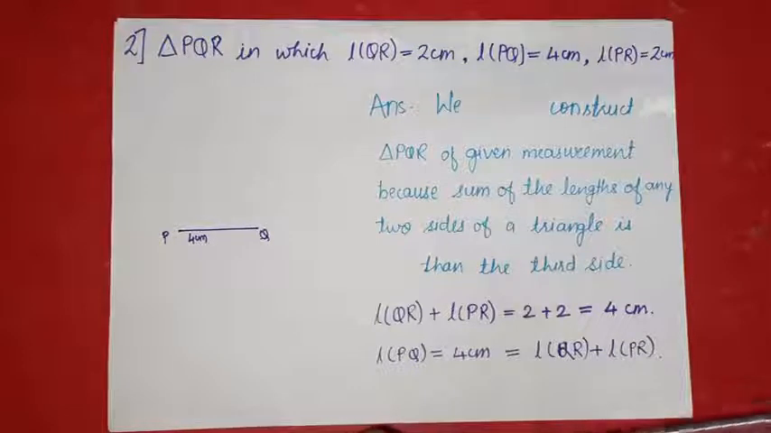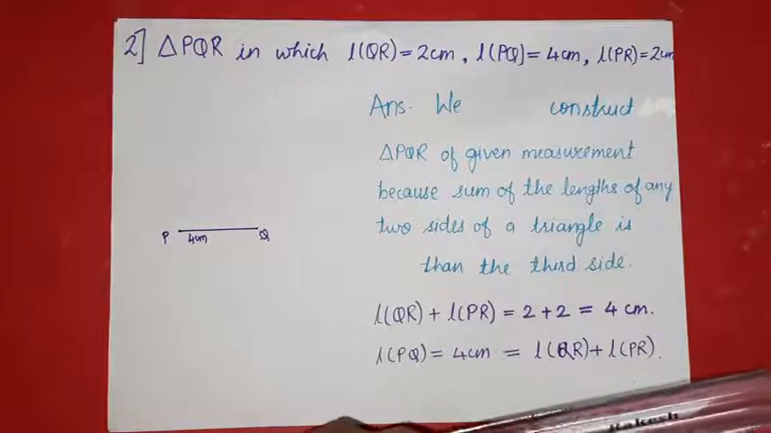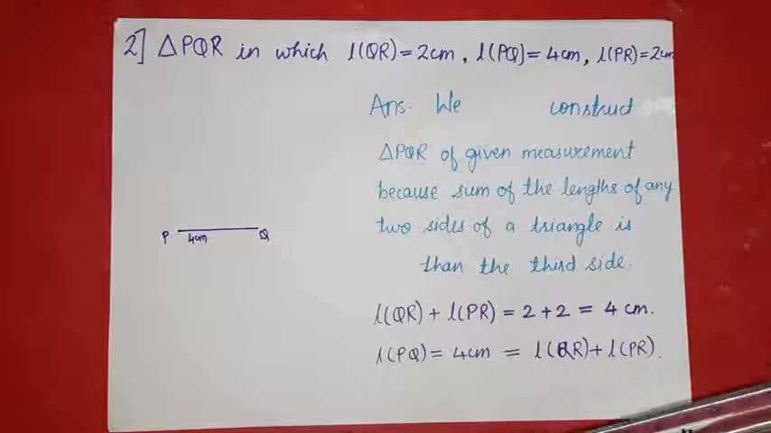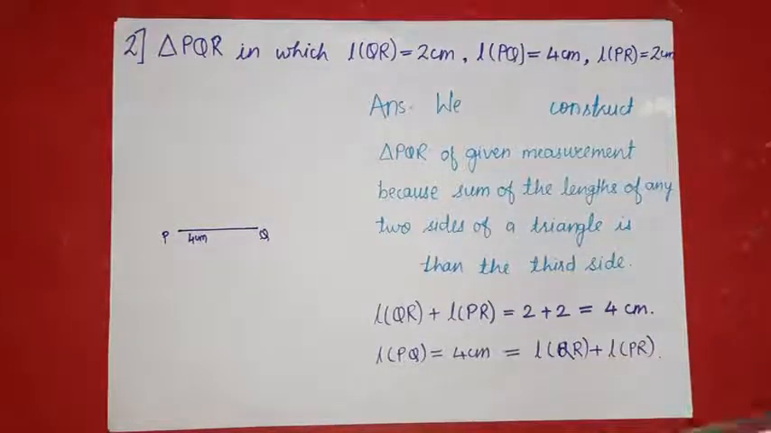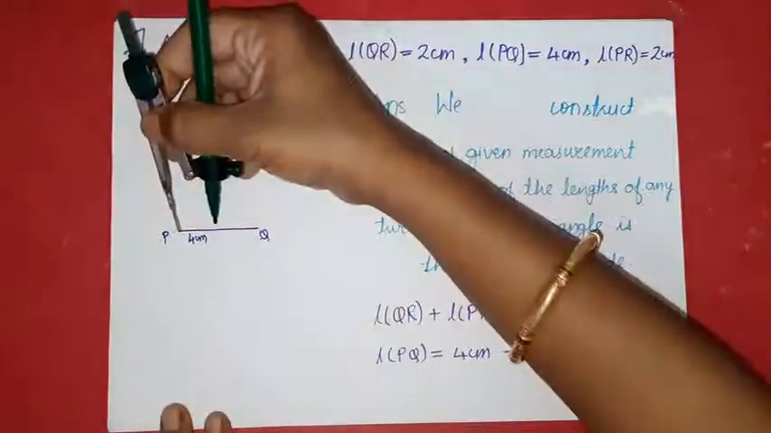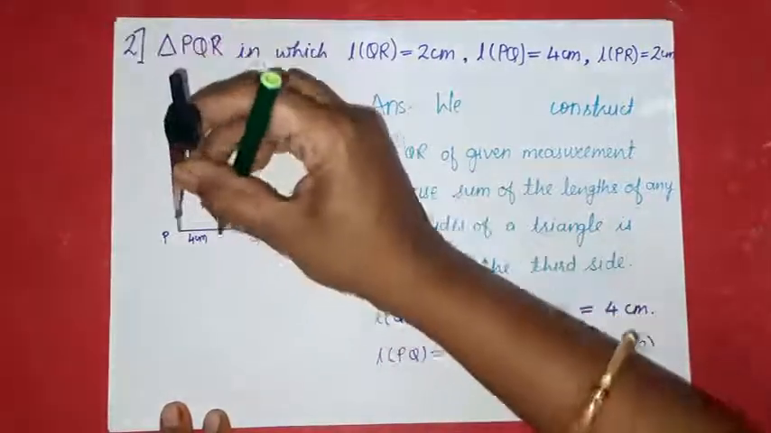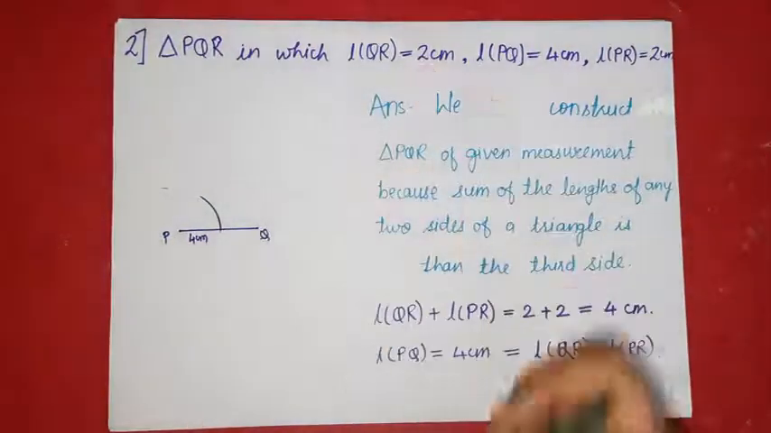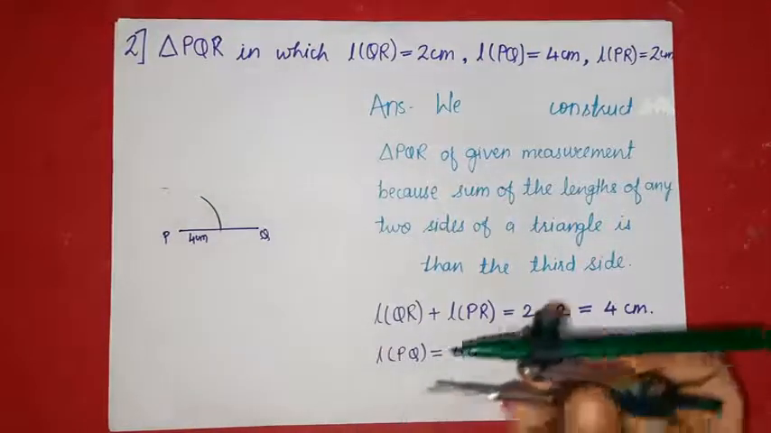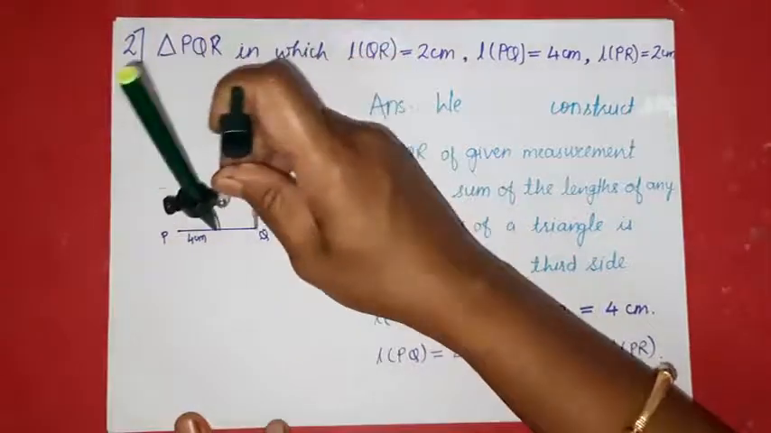Take the 2 centimeter segment and give the arc from the vertex P. So put the needle end on P. Give the arc here like this. Now here QR is also of 2 centimeter. So without changing the measure, we will give the arc from the vertex Q.